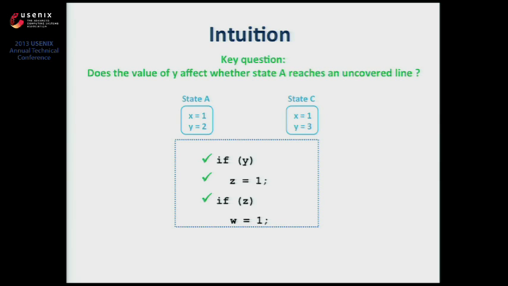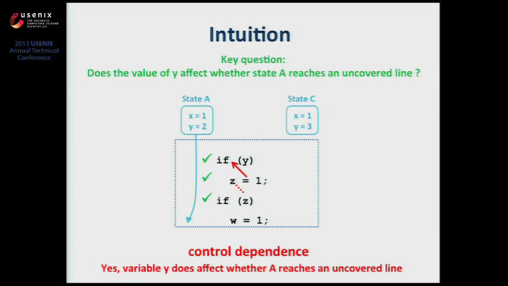Now there's another situation in which we have to compare y when we look at two different states, and that's control dependence. So again, w equals 1 is the uncovered line, and the rest of the lines have been covered. So we'll see that the assignment of 1 to z is controlled by if of y. And the problem here is that depending on what the value of y is, z equals 1 will be executed, which will also in turn affect whether f of z is executed. So we also have to conclude that y does affect whether A reaches an uncovered line.